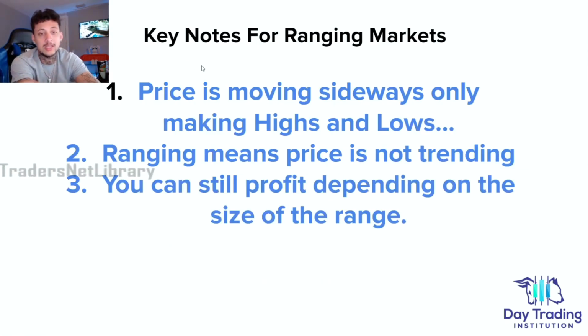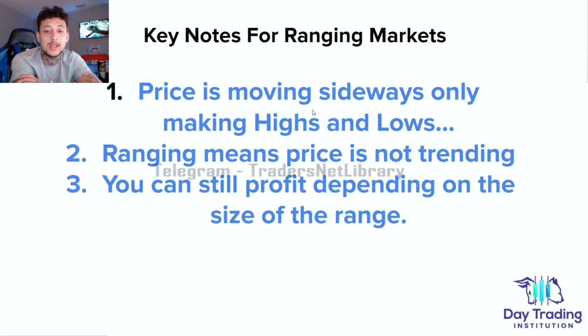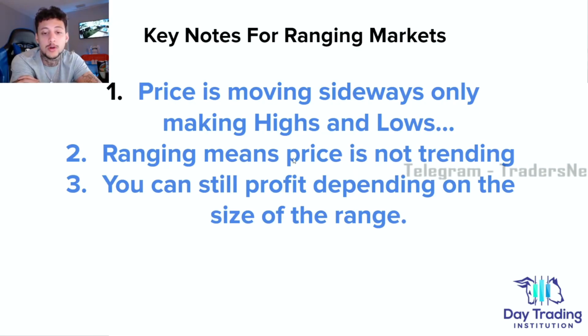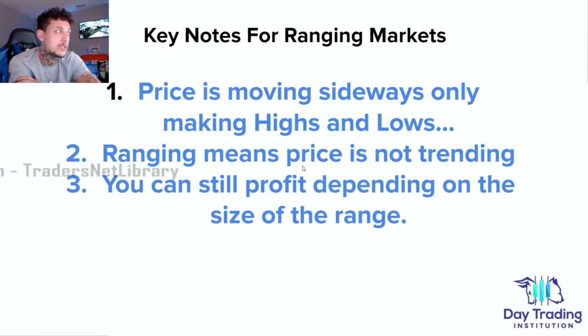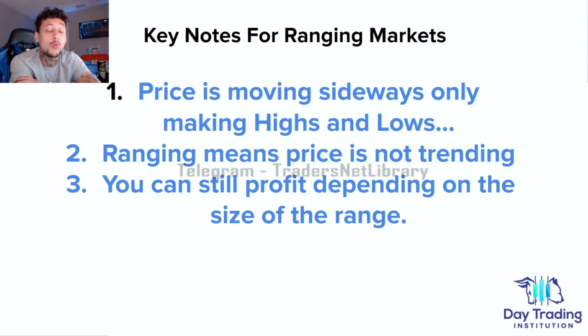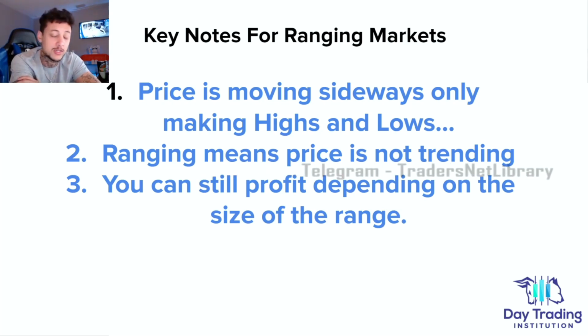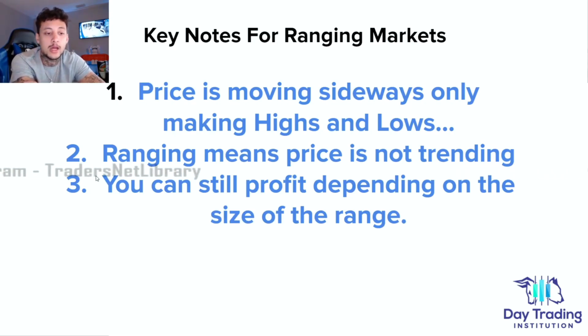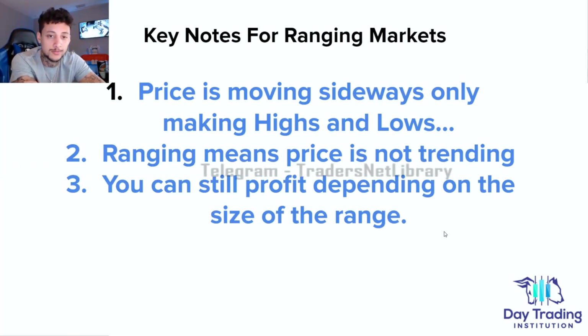Now again, key takeaway notes for ranging markets. Price is moving sideways, only making highs and lows. It's not making higher highs, it's not making higher lows. Ranging markets simply mean that price is not trending. Typically, when price is ranging like that, decisions are being made on where price is going to go next. All it's simply doing is accumulating a certain amount of liquidity to make the next move, right? Now, you can still profit, again depending on the size of the range.